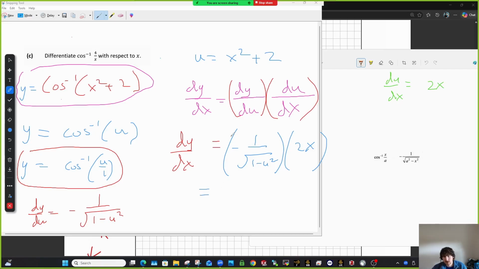You don't leave your answer like that. You replace whatever u was at the beginning. So u is this thing up here. So your final answer will be minus 2x on top over the square root of 1 minus, in a bracket, x squared plus 2 squared. Okay, so that's how you do that. And you can multiply that out if you want, but I'd leave it like that.